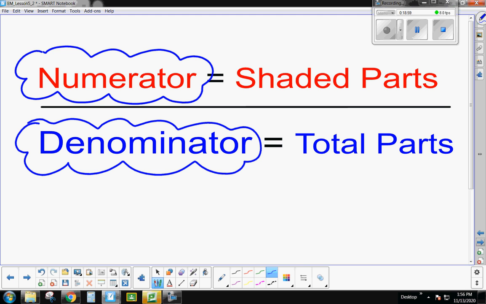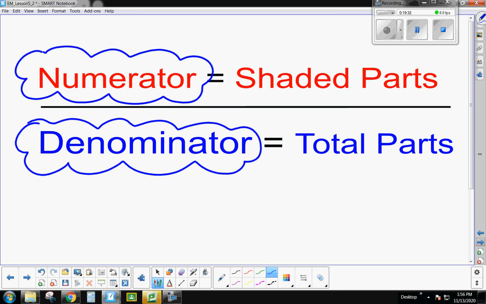Now, what that numerator stands for, if I'm looking at fractions on a piece of paper, that numerator is usually that shaded part. It's the part that I'm talking about. It might be the part of the pizza that I'm eating. It might be the part of the cookie that I get to keep. It might be the part of the pie that is already taken out. So it's the shaded part, or it's the part that we are talking about. Now that bottom number is called the denominator, and that would be the total parts.